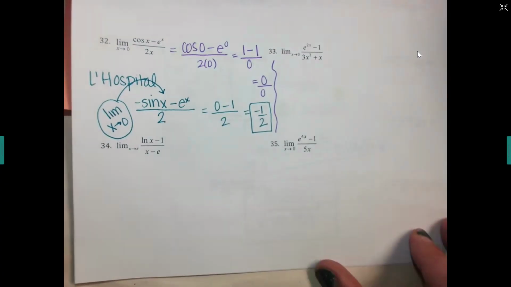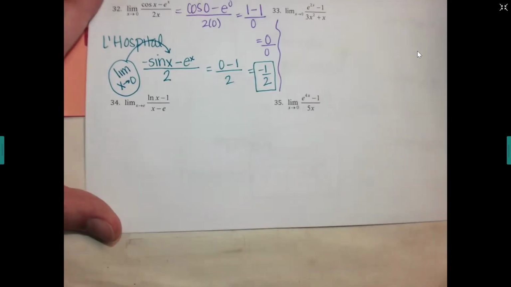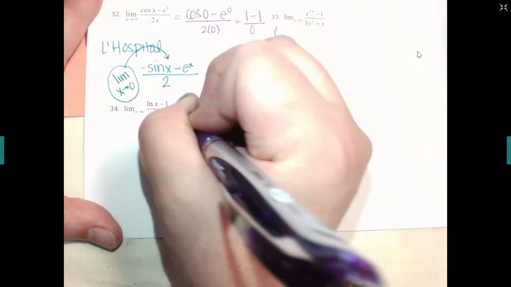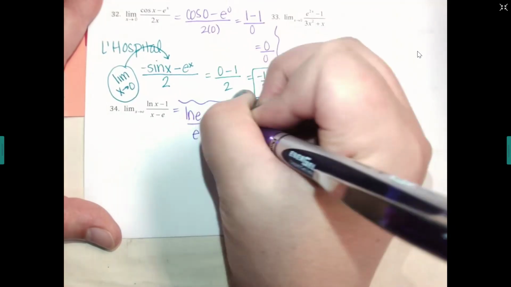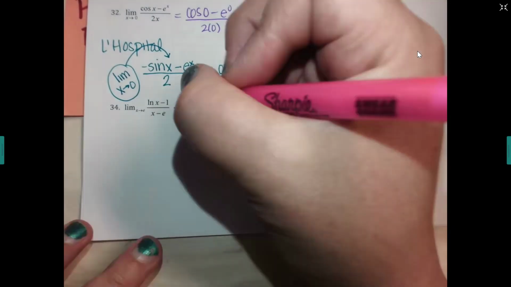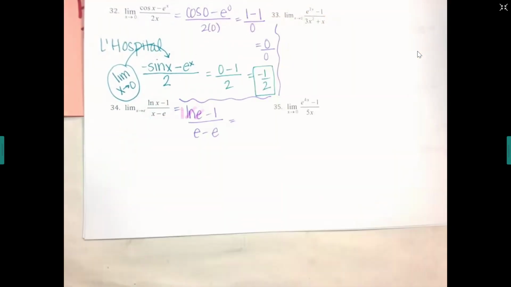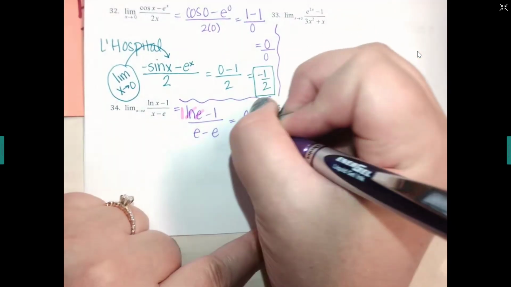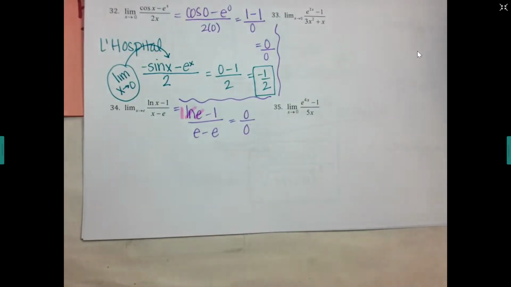Let's do 34 right below that. Plug in an e. So the top would be the ln of e minus 1 over e minus e. Okay, the ln and the e, you should remember from pre-cal. Maybe you don't, and it's okay. But they cross each other out, and you leave a 1. So ln of e is 1. 1 minus 1 gives me what? 0/0, which tells me that we need to do more.